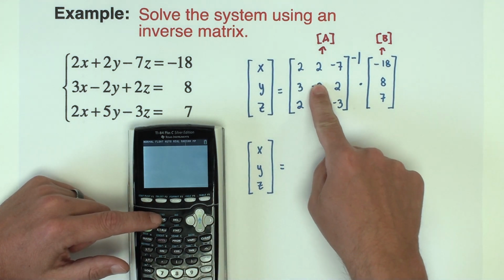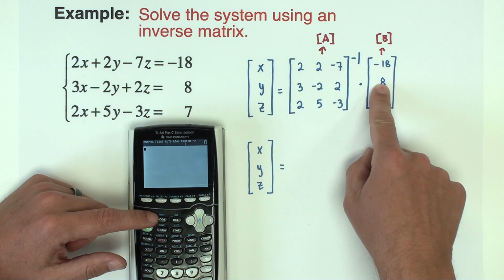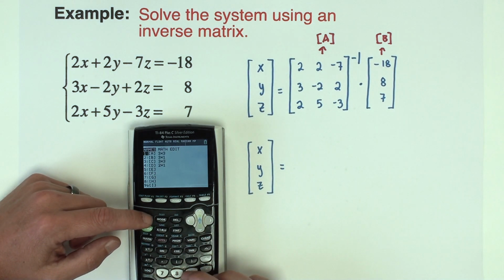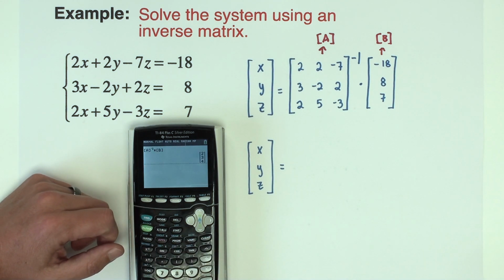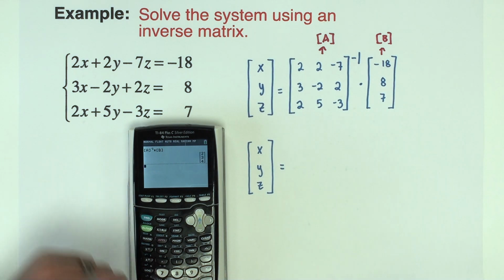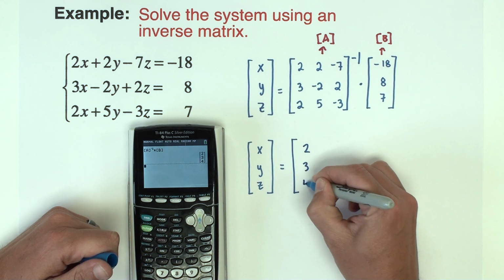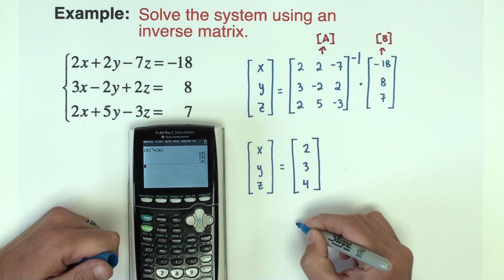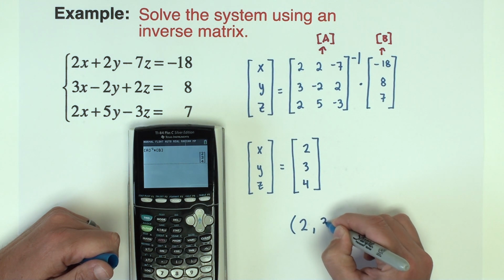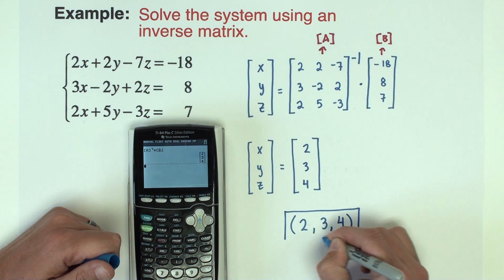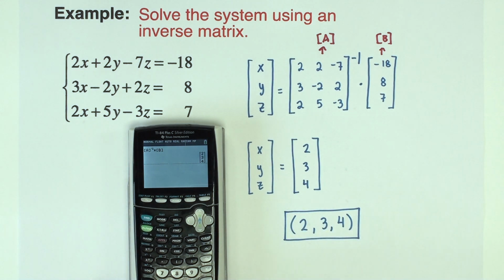Okay, I've got matrix A, matrix B inputted. Now I want to do the inverse of A times B. So let's pull that up. There's A with the inverse attached to it times matrix B, and I get as my solution the matrix 2, 3, and 4. So my solution to this system is x equals 2, y equals 3, z equals 4. And there you go, it's that easy, solving a 3x3 system.